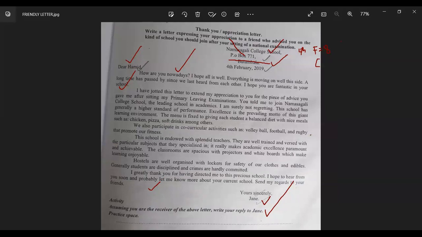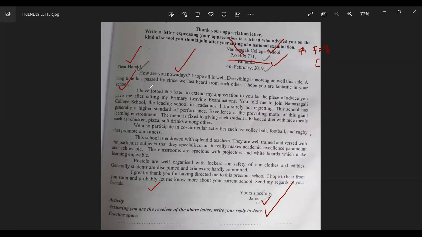The first thing that we are looking out for is a friend. The next thing we are looking out for is, are you appreciating? And then, are you going to also go ahead and talk to us about the kind of advice that this person gave you? That is where the marks on content are going to come from.